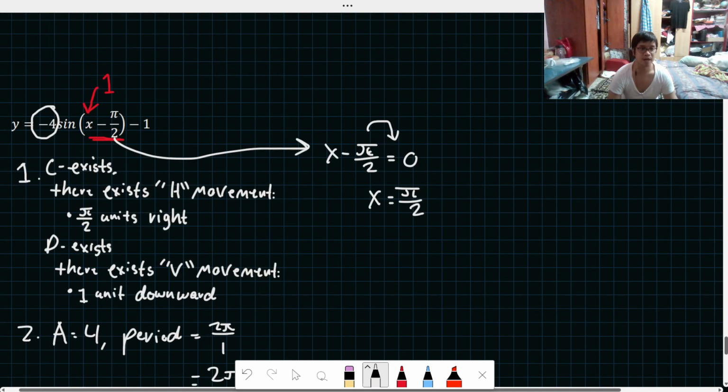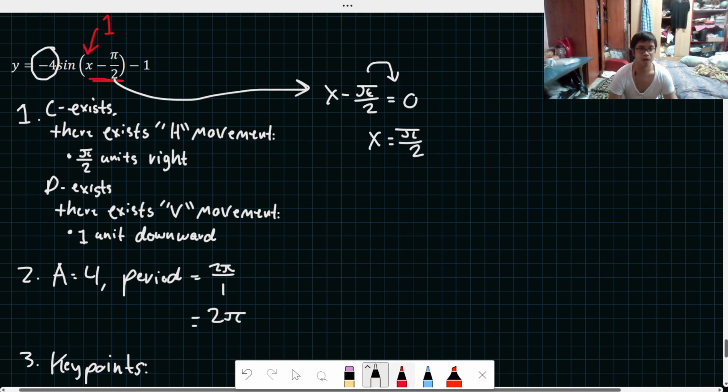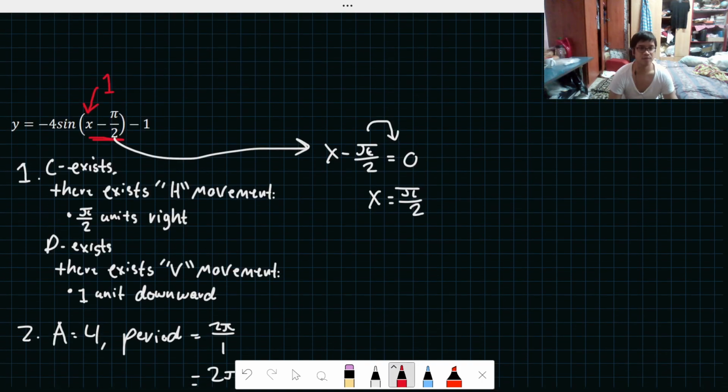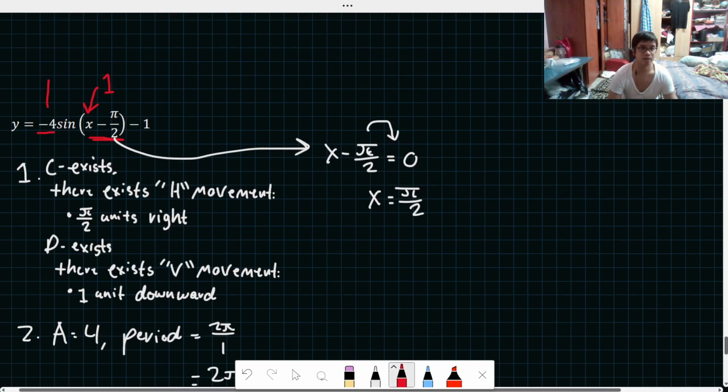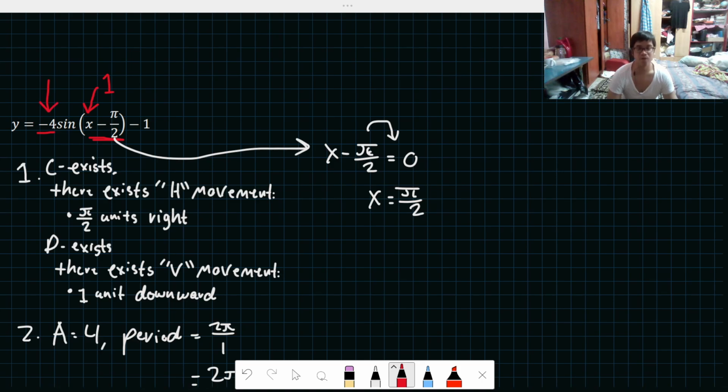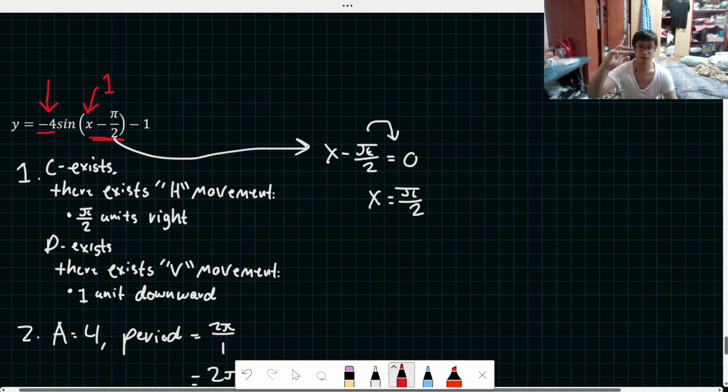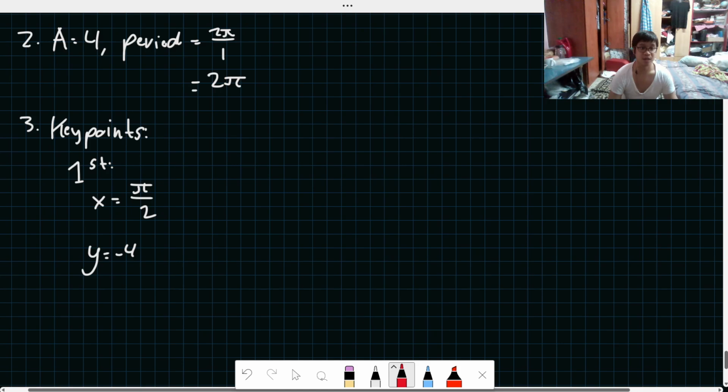Oh wait, by the way, I forgot to mention something. We have negative 4, right? When you get the amplitude, it should be positive. Regardless of the sign, it should always be positive. But you know what it means, right? If it's negative, it means that the graph will flip vertically. Sorry, I forgot to include it here.